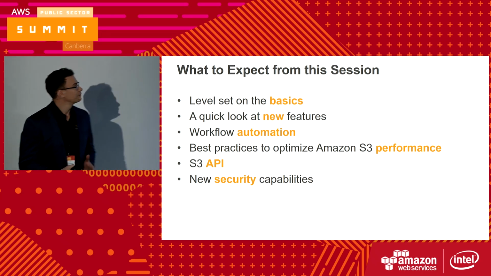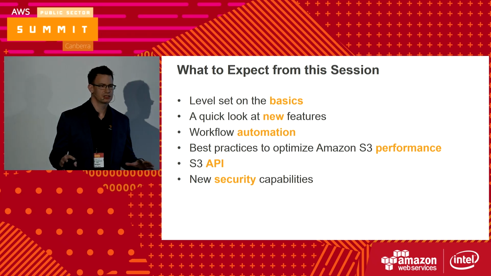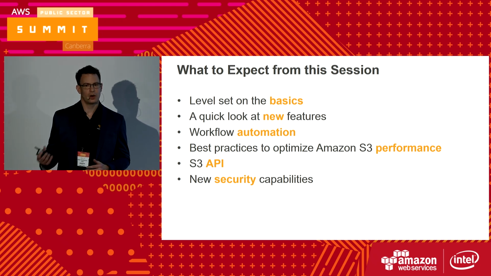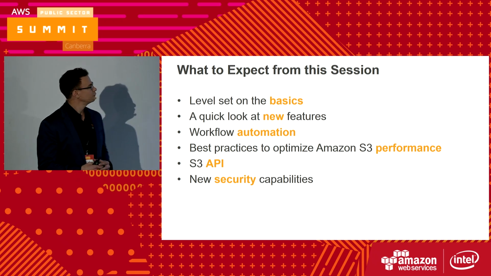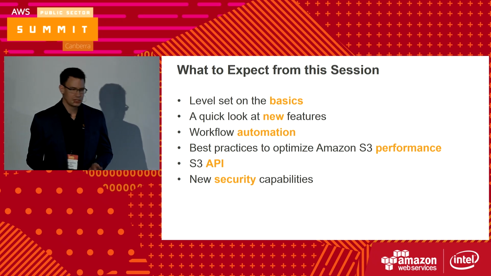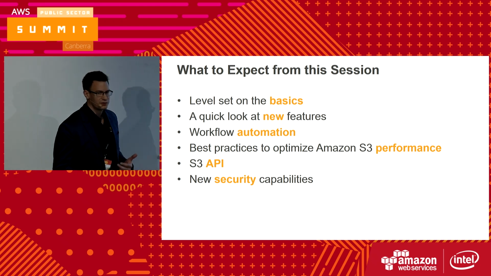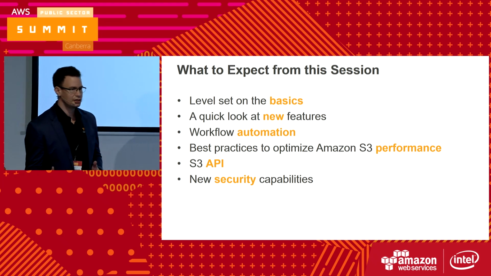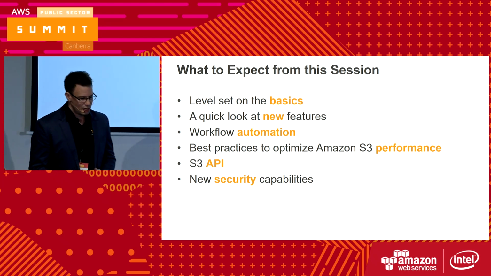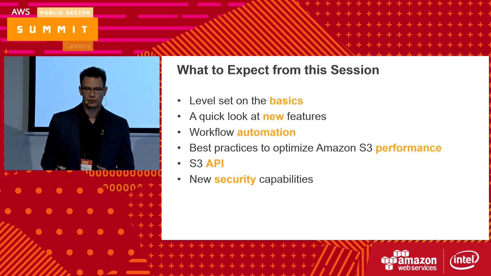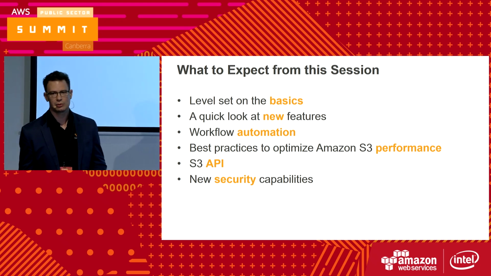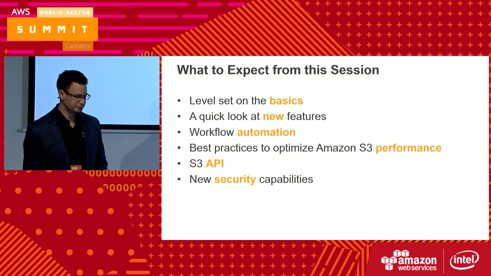So this is what we're going to cover today. I'll do a level set on the basics just to make sure that we're all on the same page. We'll look at new features. I'll go through that quite quickly. As I say, come and speak to us afterwards. We'll look at workflow automation, and this is one of the most powerful features on the AWS S3 and object storage platform. We'll see how you can use that and take advantage of it. We'll look at best practices to optimize performance on S3. We'll look at the S3 API briefly, and I'll talk to you about some new security capabilities on the AWS platform that's going to really help.